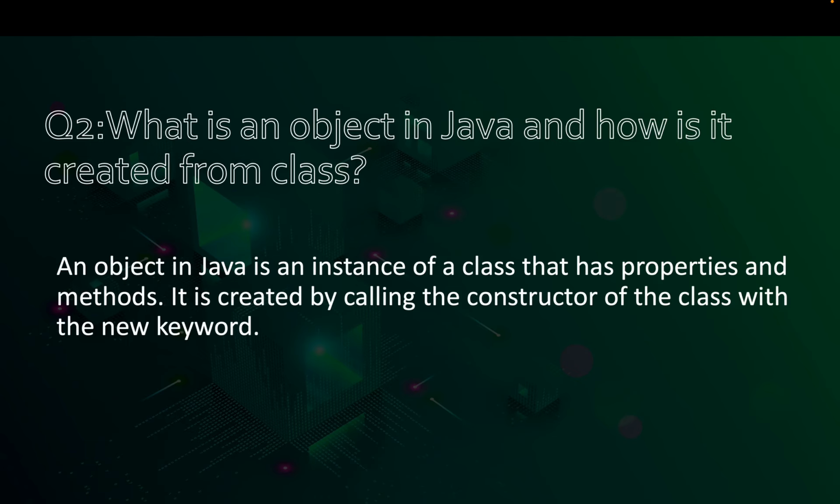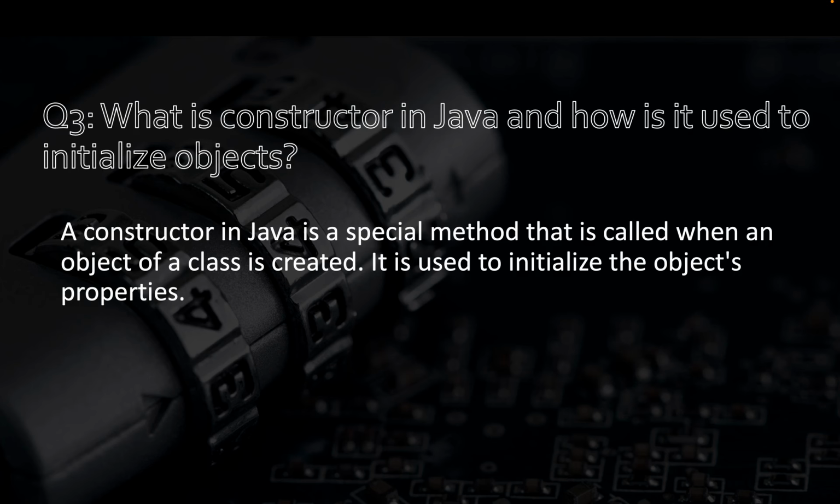Question number 2. What is an object in Java and how is it created from class? An object in Java is an instance of a class that has properties and methods. It is created by calling the constructor of the class with the new keyword. Question number 3. What is constructor in Java and how is it used to initialize objects? A constructor in Java is a special method that is called when an object of a class is created. It is used to initialize the object's properties.